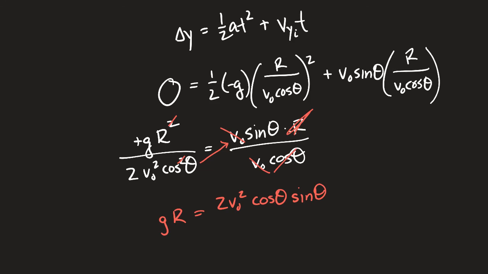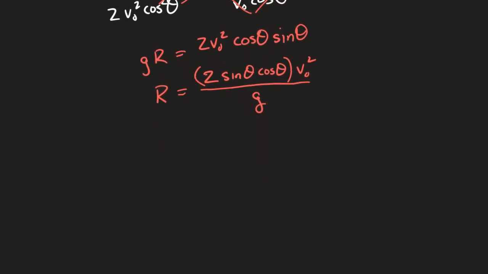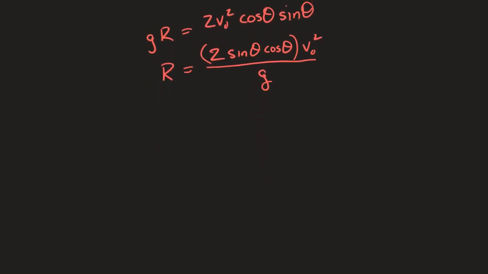And yes, that math works. In fact, I can go one more step and write this as 2 sine theta cosine theta all times v naught squared over g. I know some of you are trying to squint to see way down there. How about I do that for you? Does that help?